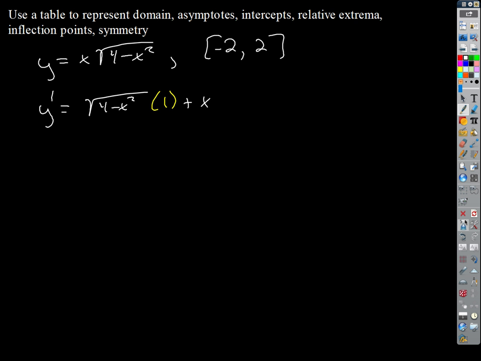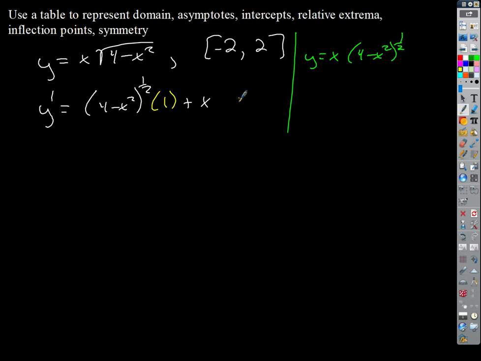Think of it this way. We could rewrite our function if we want to: 4 minus x squared to the 1/2. I could rewrite this as that, right? The square root is really just a 1/2 power, so we'll differentiate the rewritten version. Either one is going to work. So x times the derivative of all this. Now we have to use chain rule. So the derivative of the stuff to the 1/2 is 1/2 times the stuff to the -1/2.